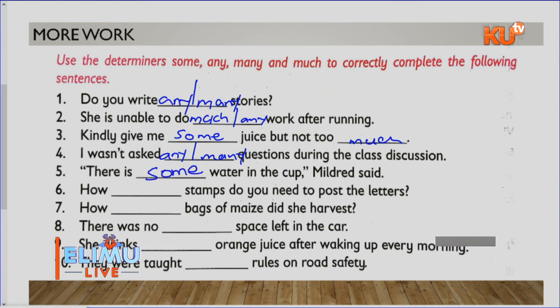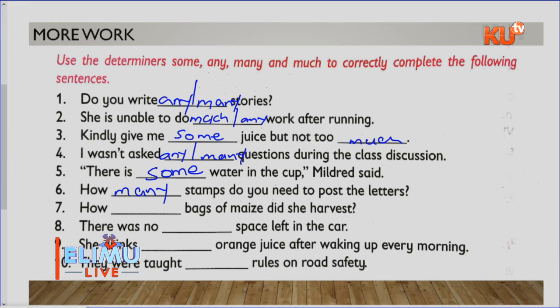How dash stamps do you need to post the letters? How many stamps? Because stamps are countable, you will use many. So you will say here, how many stamps do you need to post the letters? Question 7.